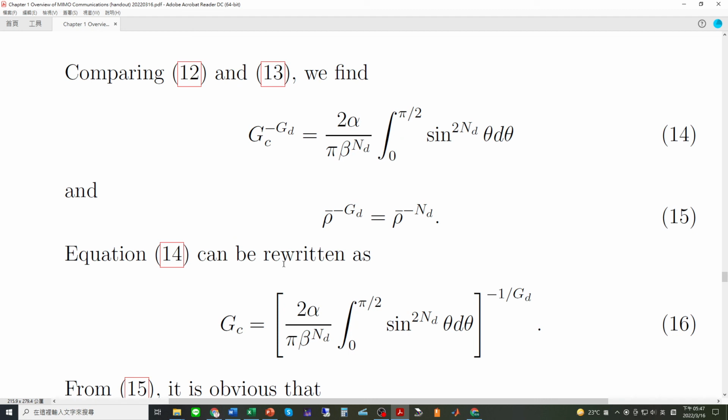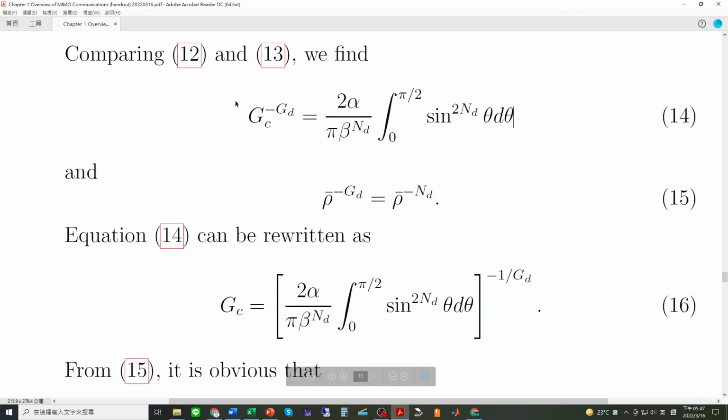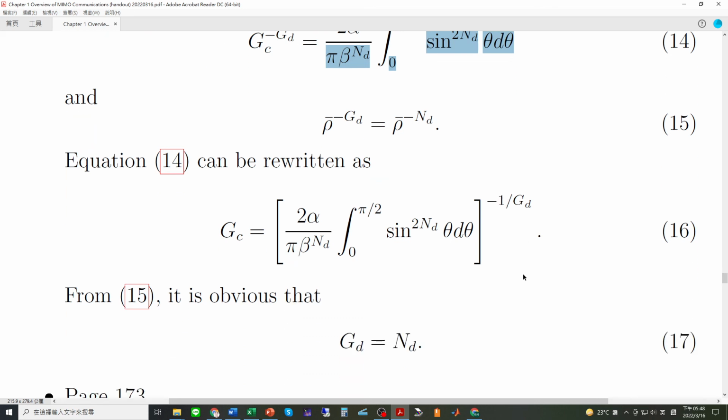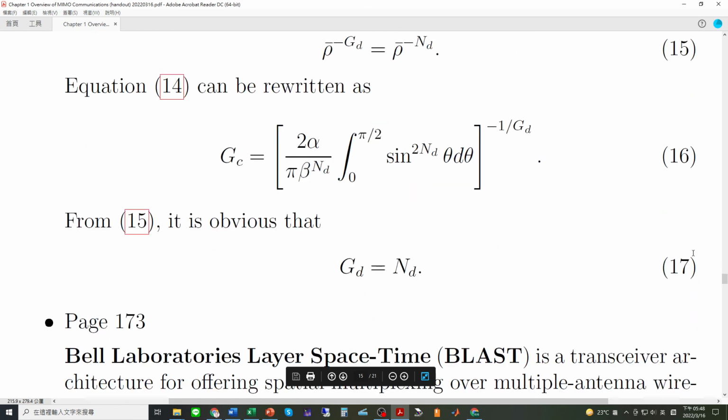So then equation 14 can be rewritten as this. And we take the power of minus 1 over GD on both sides of equation 14. Then the left hand side of equation 14 becomes GC, and the right hand side will have the power of minus 1 over GD. And from equation 15, it is obvious that GD is equal to ND, which completes our solution.